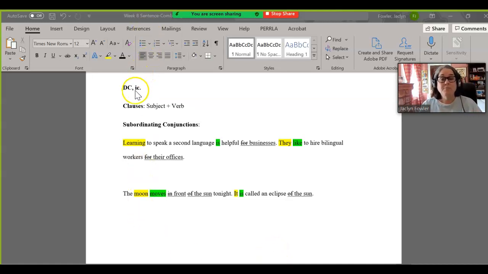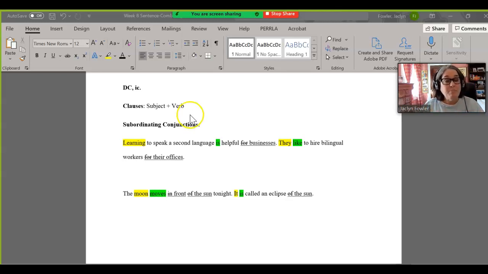Today we're going to look at how to combine sentences by having an introductory dependent clause. Now, what you should remember is that all clauses have a subject and a verb. An independent clause is independent. It can stand alone and it's a sentence. A dependent clause, however, cannot stand alone. It doesn't have a complete thought, and so it needs an independent clause to make it a complete sentence. So every time you have a dependent clause, you need an independent clause to make it a complete sentence.